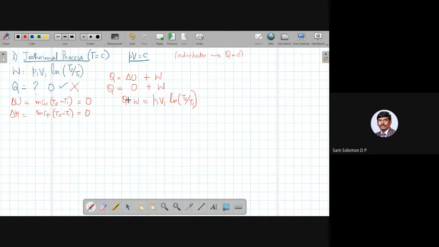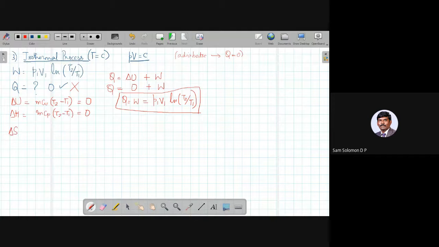So this is somewhere you have to be very careful. Sometimes people ask this even in competitive exams like GATE. For GATE also, such kind of questions have turned up. So you have to be very clear here. Your heat transfer is equal to P1 V1 times ln of T2 by T1. But delta U and delta H are 0 because T2 minus T1 is 0.